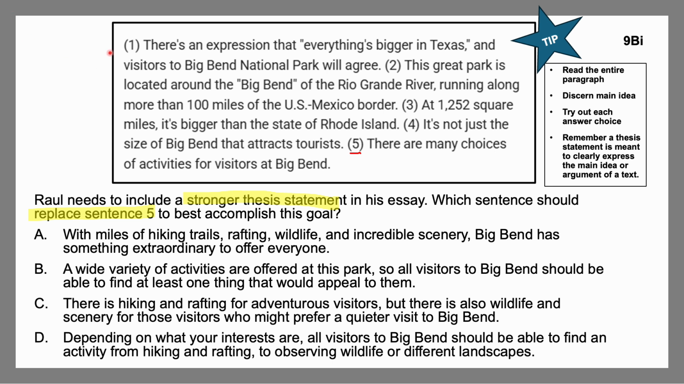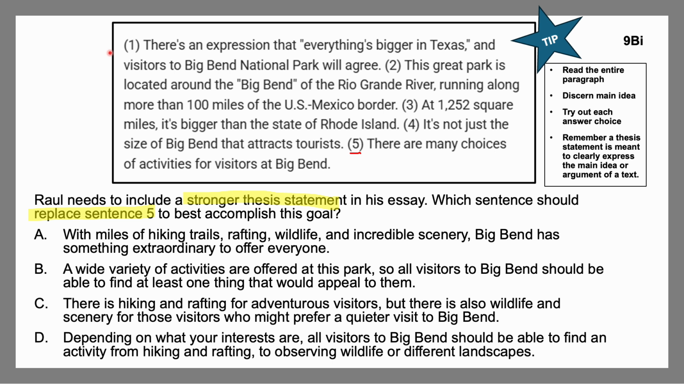There's an expression that everything's bigger in Texas, and visitors to Big Bend National Park will agree. This great park is located around the Big Bend of the Rio Grande River, running along more than 100 miles of the U.S.-Mexico border. At 1,252 square miles, it's bigger than the state of Rhode Island. It's not just the size of Big Bend that attracts tourists. There are many choices of activities for visitors at Big Bend.